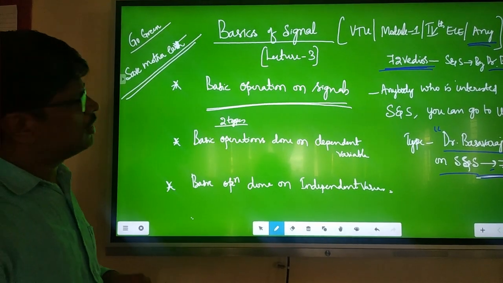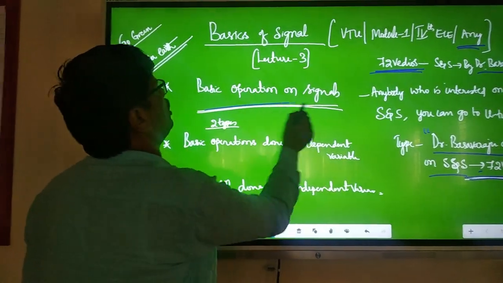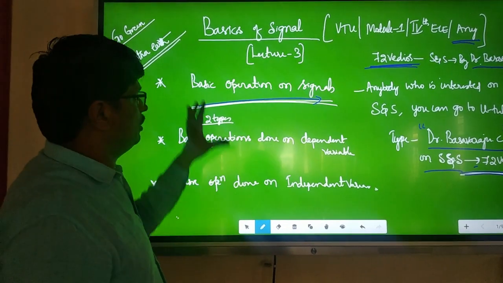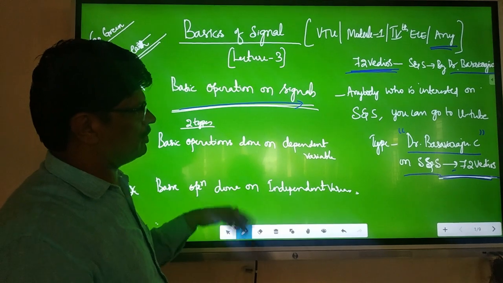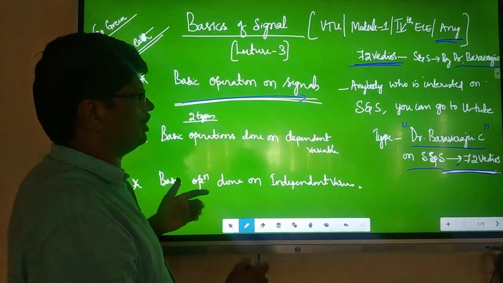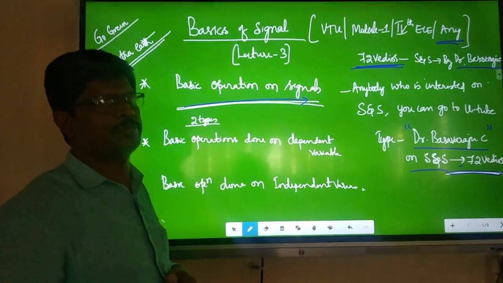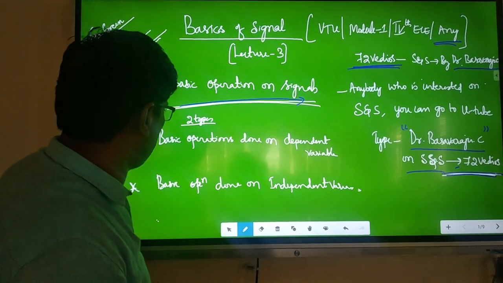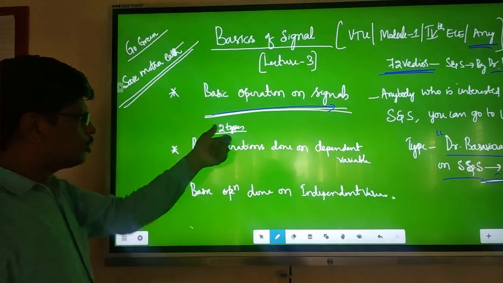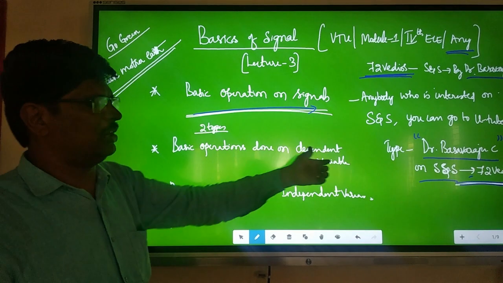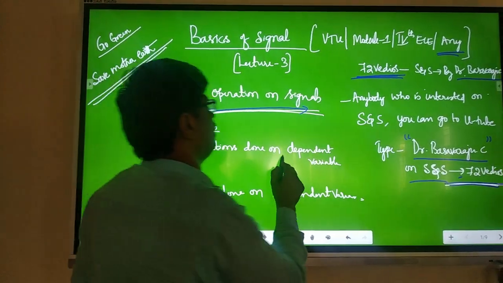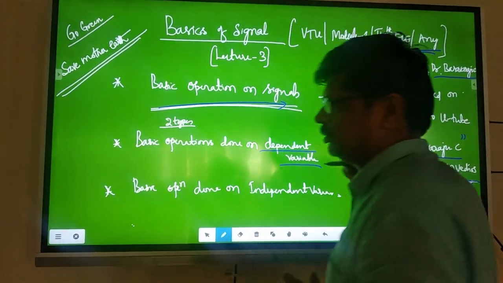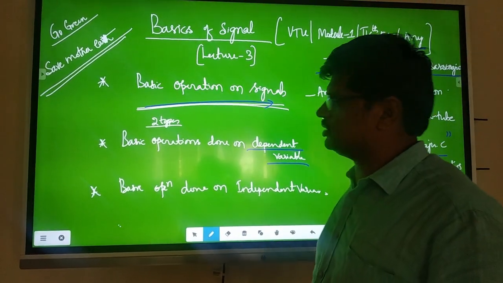Now today let us see what basic operations we can do on those signals. Basic operations like additions, multiplications, subtractions, integration, and differentiation on these signals. Applications we will see. There are two types of basic operations done on signals. That is, basic operations done on the dependent variable. Anyhow, we'll see now. That is one session.